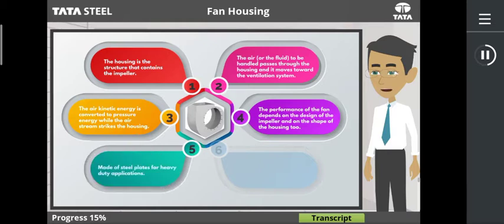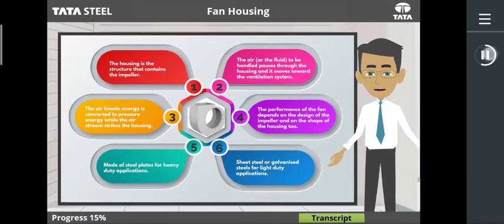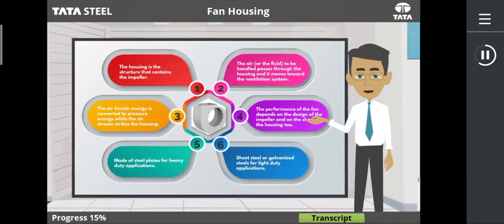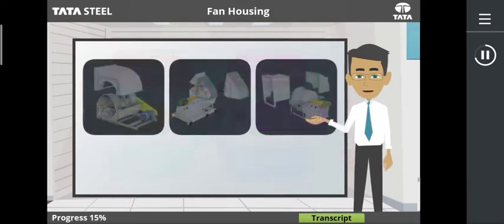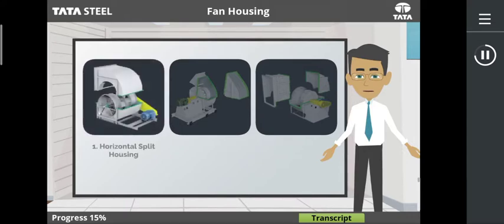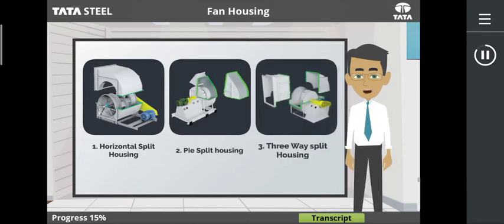Made of steel plates for heavy-duty applications, sheet steel or galvanized steels for light-duty applications. The fan housing is generally split for easier installation and easier impeller removal. Hence, depending upon the number of splits in fan housing, it can be classified as 1. Horizontal split housing, 2. Pi split housing, 3. Three-way split housing. Hope you understood the types of fan housing used.